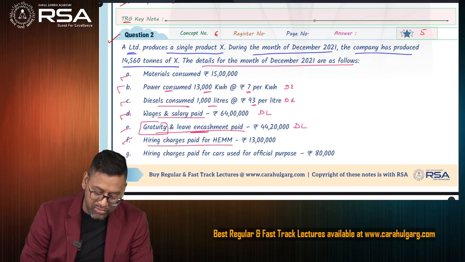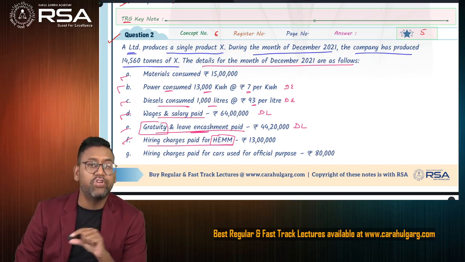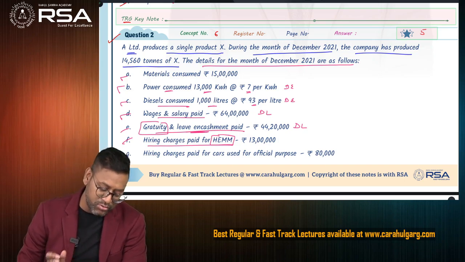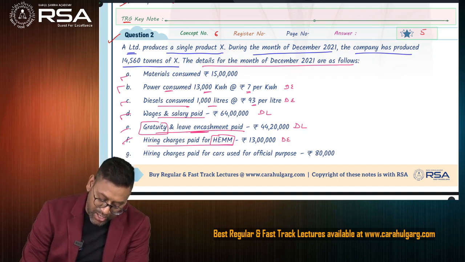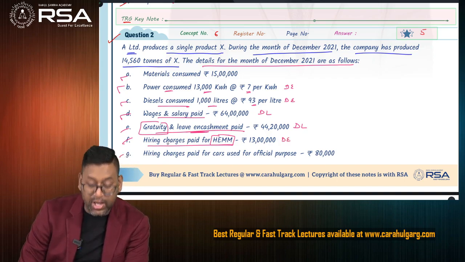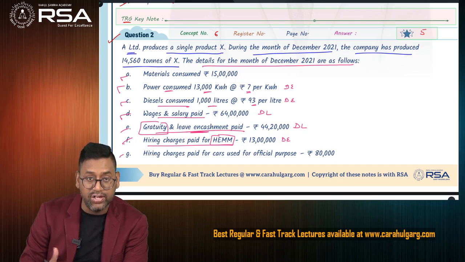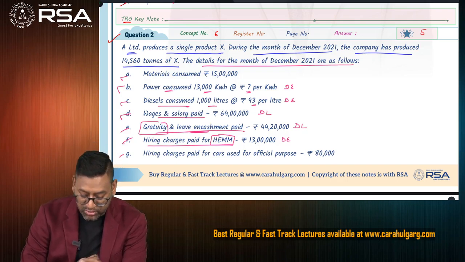Hiring charges paid for HEMM. Now, what is HEMM? It is heavy earth moving machinery. Basically, it's a kind of machine which you have paid the hiring charges for. It's again a part of direct expense. Hiring charges. Just don't see the hiring charges and keep putting these items under the direct expense. No, it doesn't go like that. You have to read the full sentence.